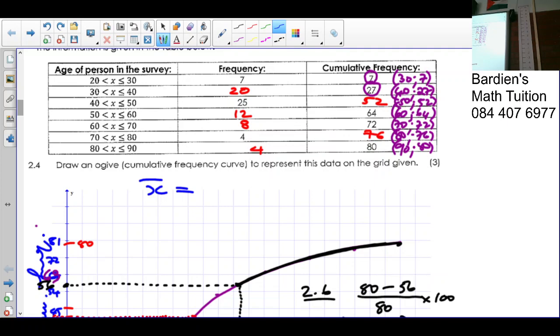So what we do is, we need to work out the class midpoints.